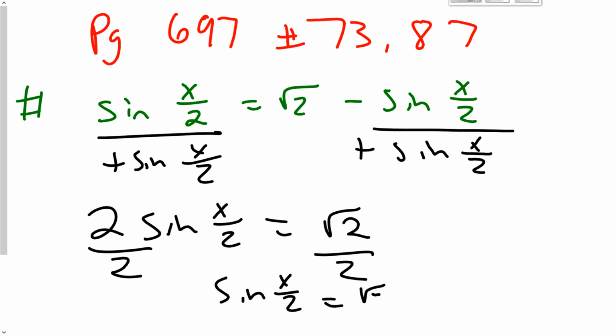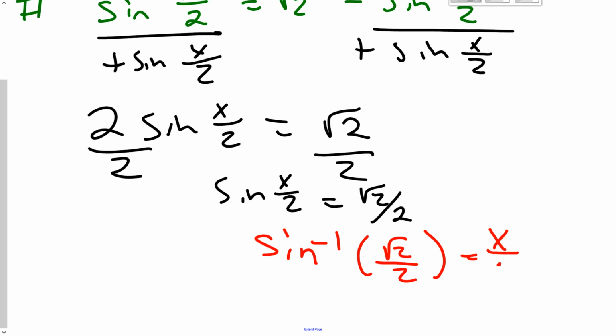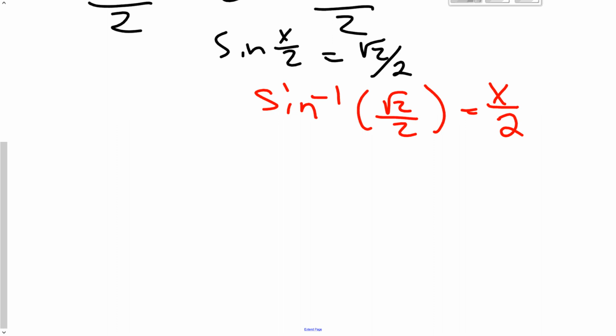Now we ask ourselves, sine of what angle is root 2 over 2? That's what the inverse is asking. Well, that angle is a 45-degree angle. We want our answers between 0 and 2 pi, and 0 to 360. So here we have 45 degrees, and sine is also positive in the second quadrant, so that's 135. So that equals x over 2.